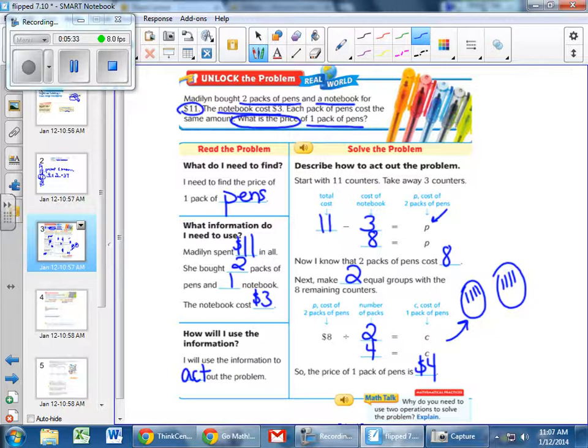The math talk. Why do you need to use 2 operations to solve the problem? Well, you need to use the 2 operations because you need to subtract the cost of the notebook from the total cost that you spent. We spent $11, and we know that the notebook cost $3. So you have to find out how much money you have left over after buying the notebook. And then you still have to divide that by 2 because you bought 2 packs of pens. Okay? Make sure that you can talk those out.